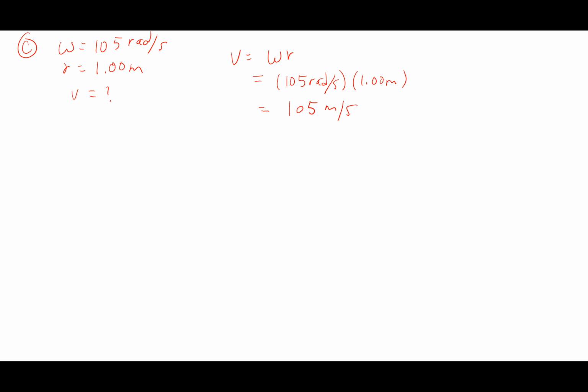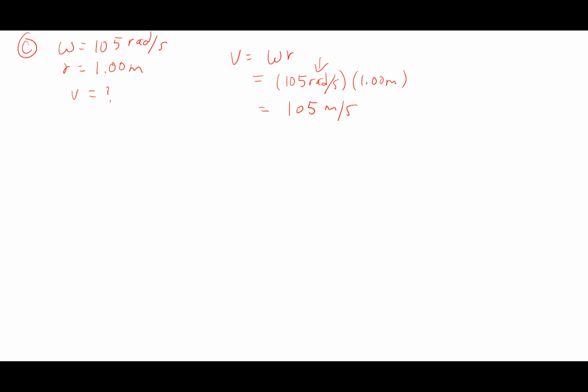Now, why is it meters per second? Because the rad is a dimensionless unit. So this rad right here, it's dimensionless. So it's not meters or inches or feet or seconds or anything. It's just dimensionless. So when you do that, you end up with meters per second. Okay? And that's how you work those.